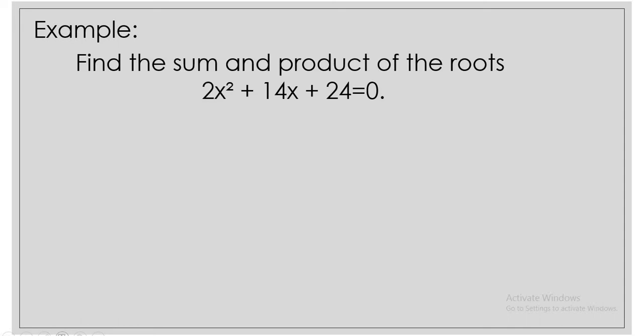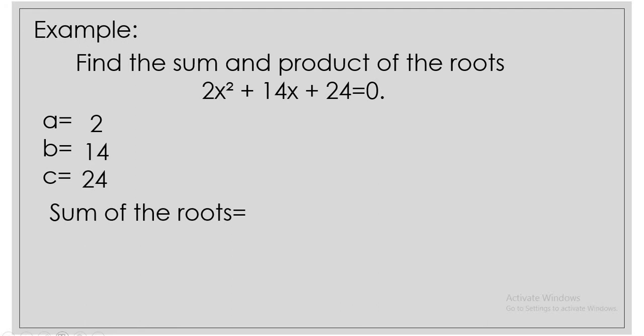Okay, let's have an example. Find the sum and product of the roots. 2x squared plus 14x plus 24 is equal to 0. First thing is to get the values of a, b, and c, which are 2, 14, and 24. Okay, then for the sum of the roots, you can use negative b over a.